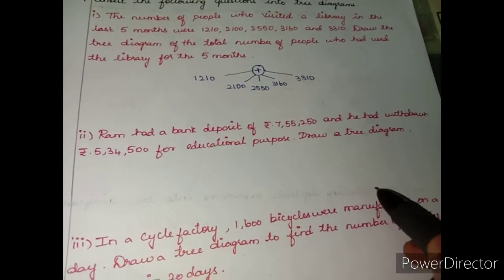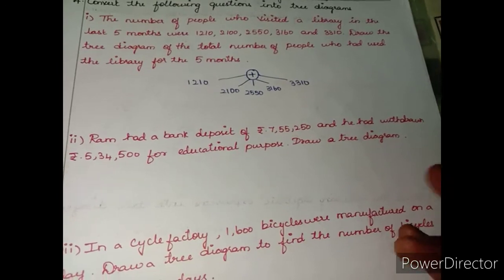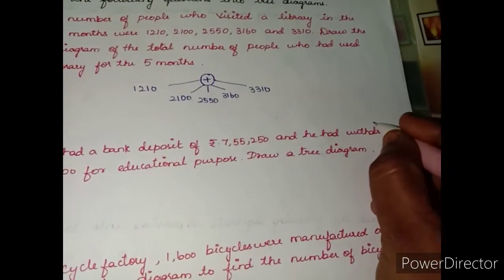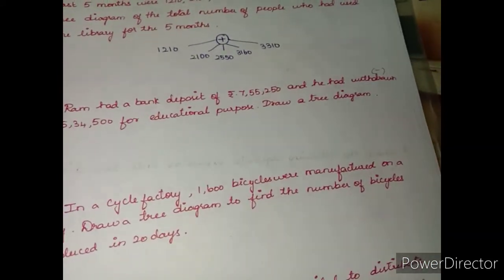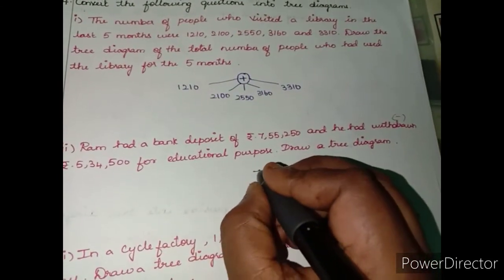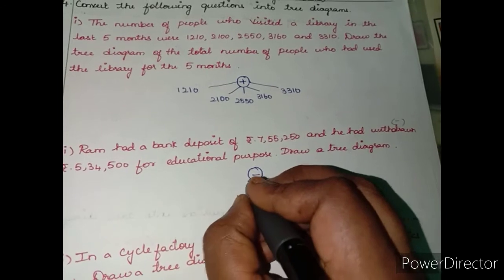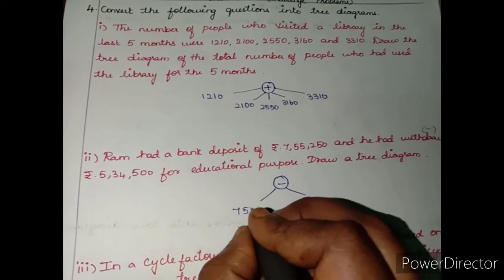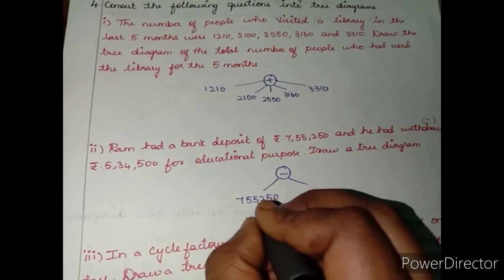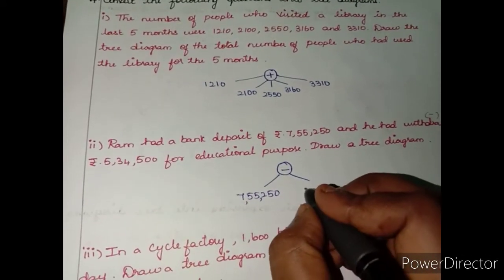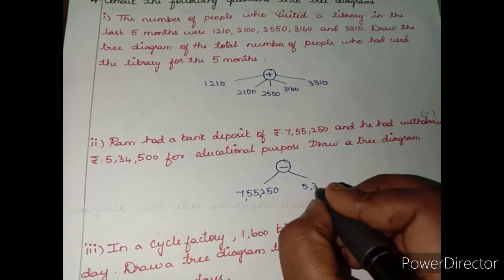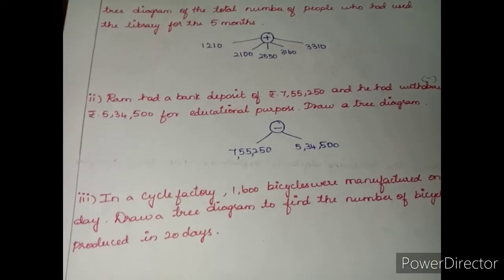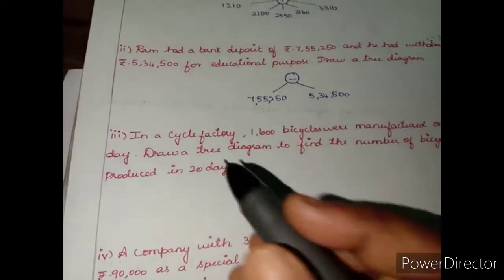So withdrawn is nothing but subtraction. Okay. So the main operation is going to be subtraction. What are the two numbers given? 7,55,250. Then 5,34,500. Is that clear?